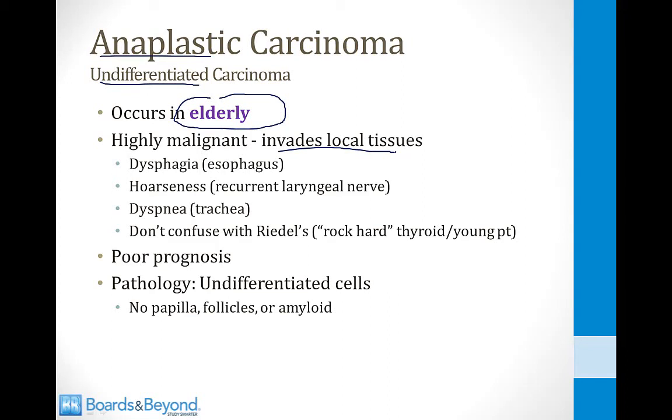So you need to know the structures that are near the thyroid gland in order to understand what can happen when this tumor grows locally. So it can grow into the esophagus and cause dysphagia. It can grow into the recurrent laryngeal nerve and cause hoarseness. It can grow into the trachea and cause dyspnea.